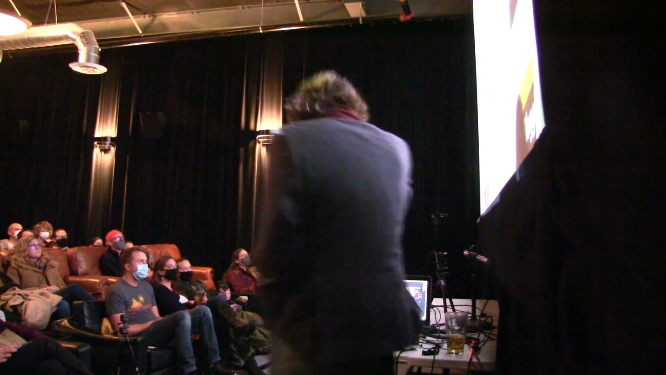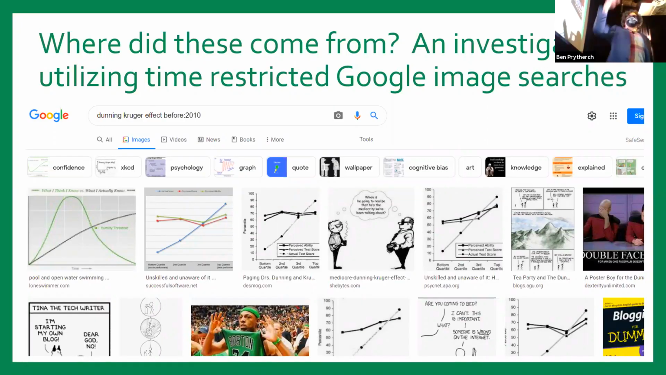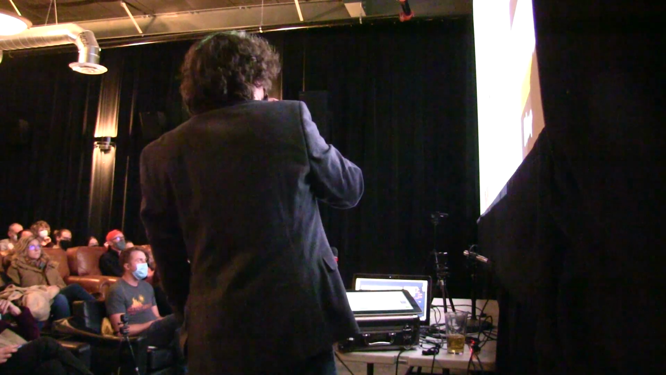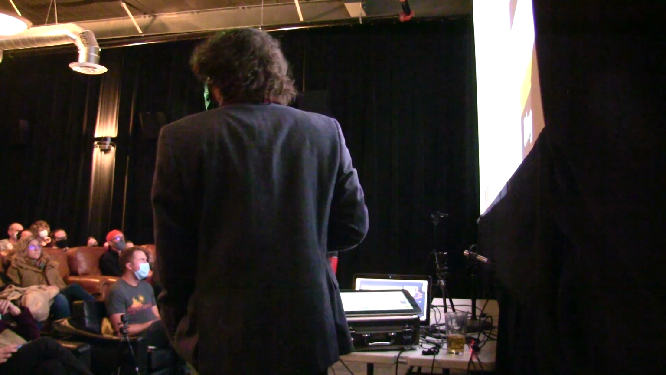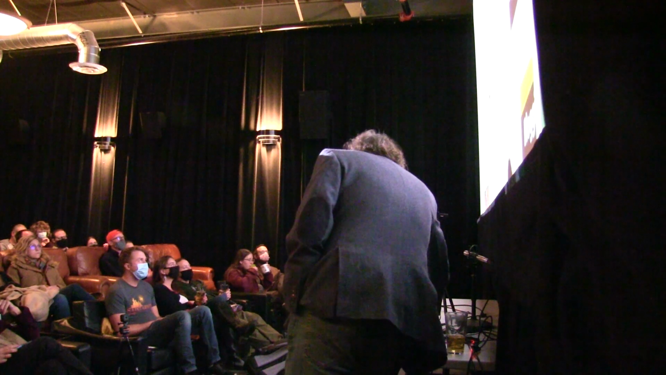So there's a nice feature when you're doing your image searches. You can time restrict it. So you see here my search bar. I've got Dunning-Kruger effect and then before:2010. So that will only give me results from before 2010. I don't see any of those on here. I don't see any of these. When I do it today, that's all I see.